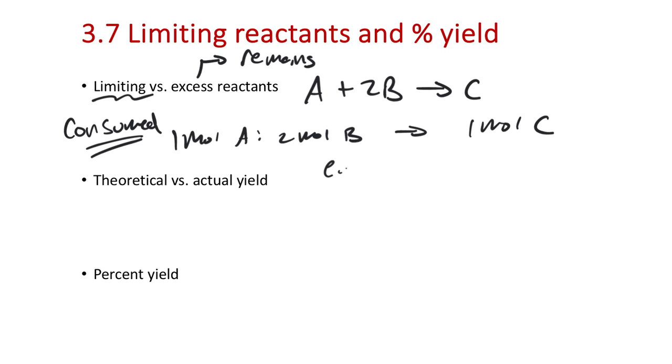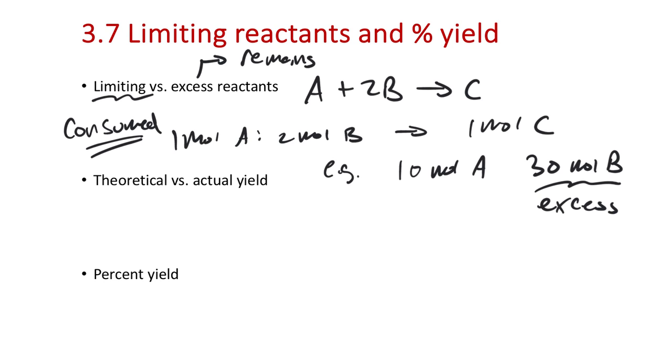So for example, you take 10 moles of A and 30 moles of B. For every 10 moles of A, we only need 20 moles of B to be present. So in this case, B is the excess reactant because we have 10 moles too many. So 10 moles remain after A completely reacts. So for 10 moles of A, we need 20 moles of B. They react together, they go down to 0, and then we end up forming 10 moles of C.